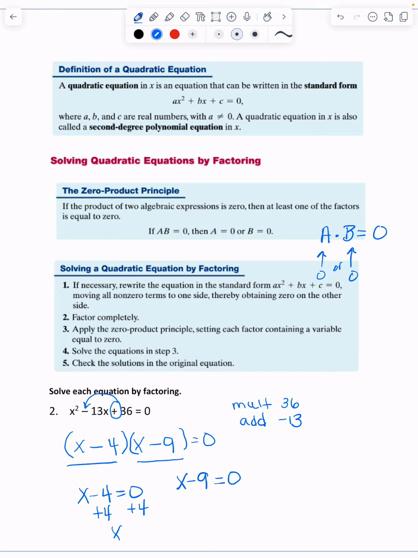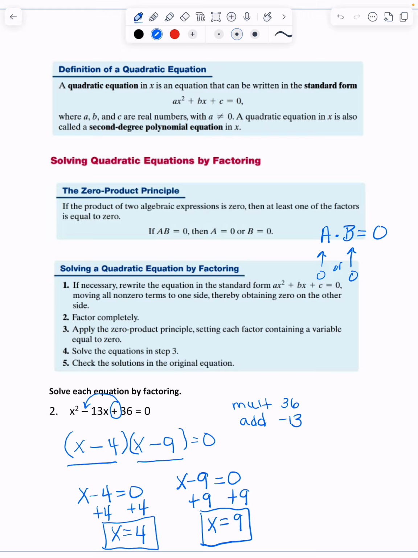So in this case, I would add 4 to both sides. X is 4. If I solve this one, I would add 9 to both sides. So x is 9. What we're going to be looking for with these quadratics, since it is a second degree polynomial, since the highest exponent is 2, I'm going to be looking for 2 answers.